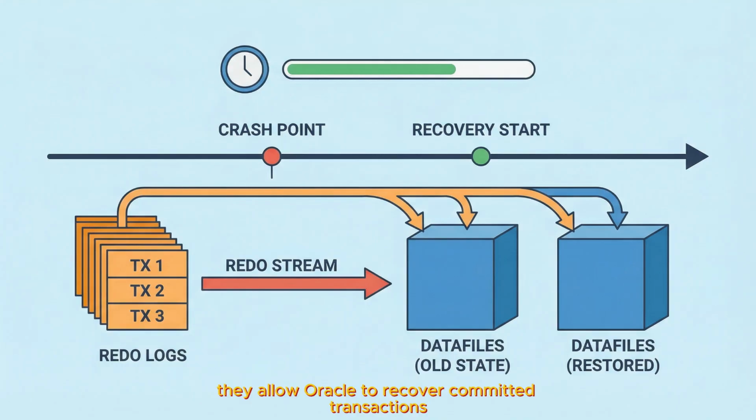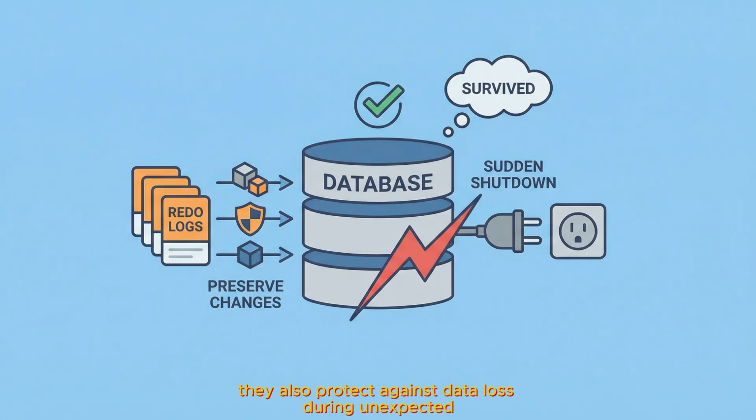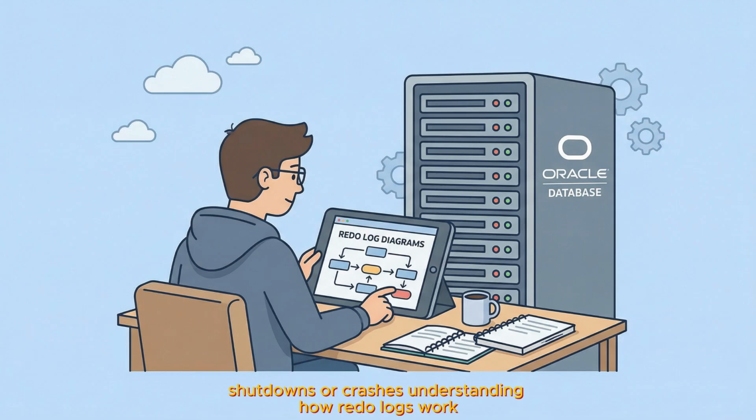They allow Oracle to recover committed transactions after failures, ensure consistency across data files, and support point-in-time recovery when archived logs are available. They also protect against data loss during unexpected shutdowns or crashes. Understanding how redo logs work internally is essential for every DBA.